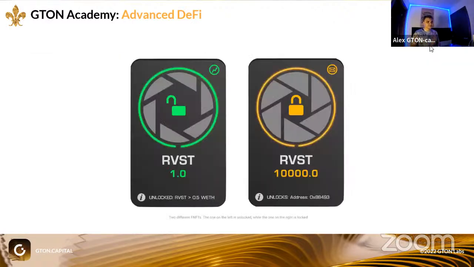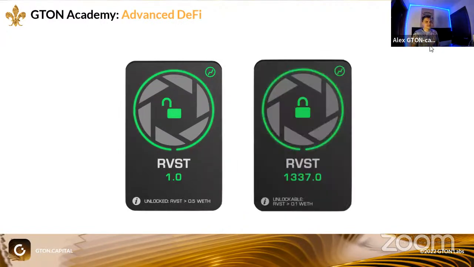We'll do it faster. Basically, we have an unlocked FNFT and a locked NFT. This is how it looks. Next slide, please. Or we have unlockable, which means you can unlock it because it has a different status. It's easy. I really like the documentation with the visuals, because visuals really help to understand the different states and conditions for the FNFTs. Next slide, please.